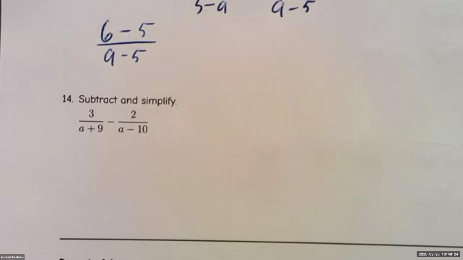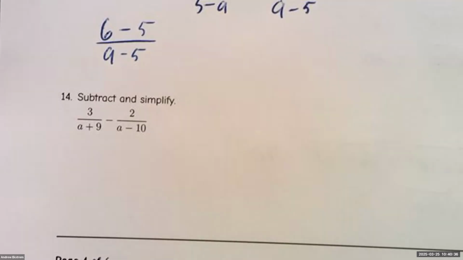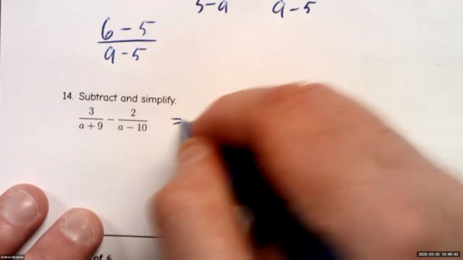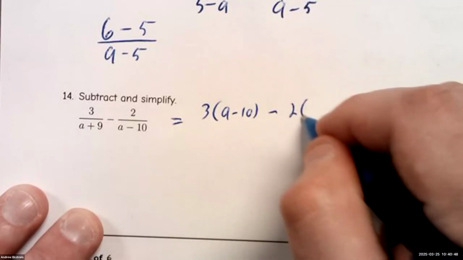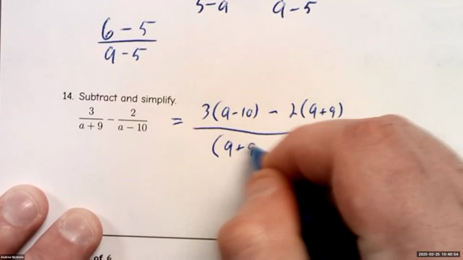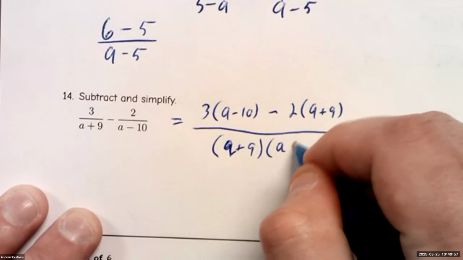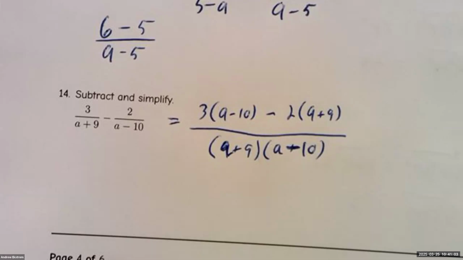With this one, do we like fractions? No. So how do you get rid of the fractions? You basically have to cross multiply and it becomes a mess. But essentially you end up with 3 times a minus 10 minus 2 times a plus 9, divided by a plus 9, a minus 10 in the denominator. If you FOILed the denominator, cool. If you didn't, don't worry about it.